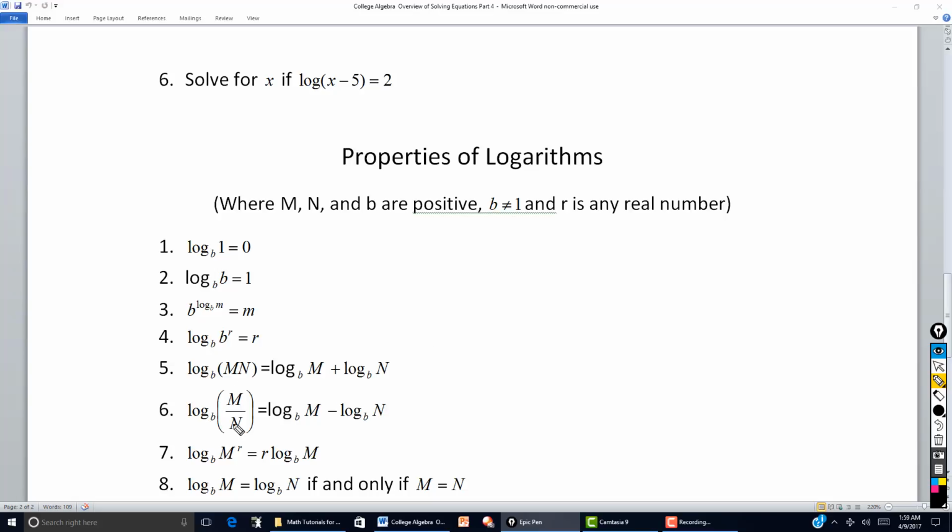Number 6 states if you have the log of a fraction to some base b, then that'll be the difference of the log of the numerator and the log of the denominator to those same bases. And this again works backwards also. If you have the difference of two logs, you can write it as the log of a fraction.